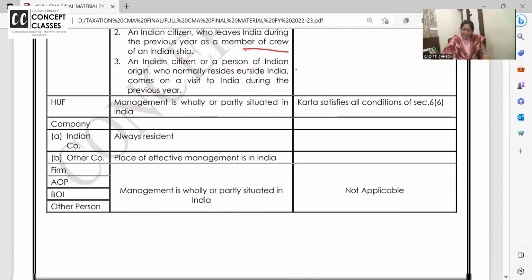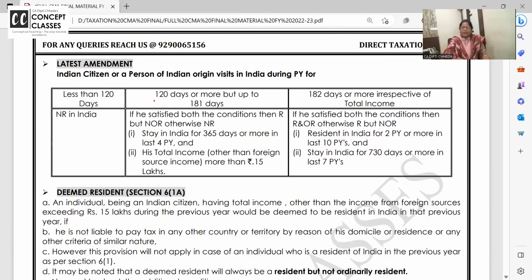For him, instead of 60 days, we have made it 120 days. If he is in India in the current year for 120 to 181 days, non-resident, then check: this year he is in India for 120 to 181 days, and he has stayed in India in the preceding 4 years for 365 days, and his total income in India is more than 15 lakhs. Then he is said to be resident, but not ordinary resident.